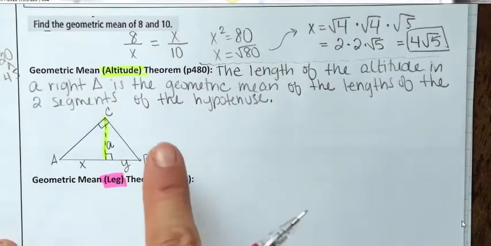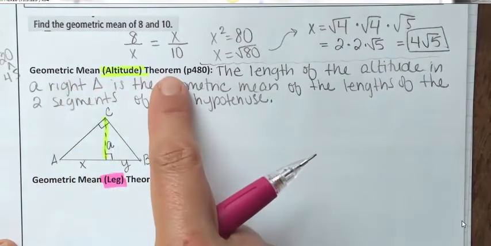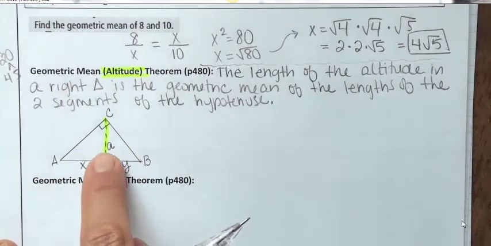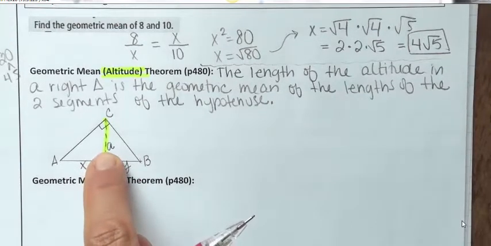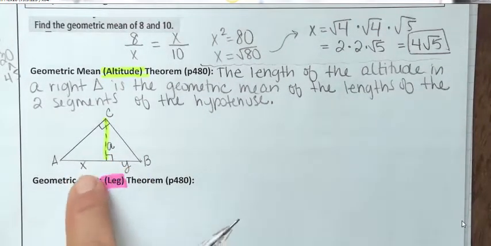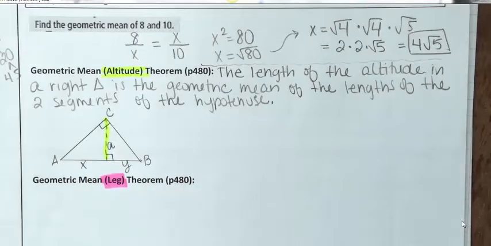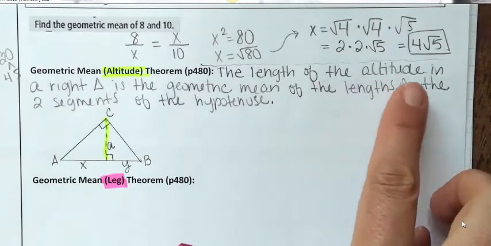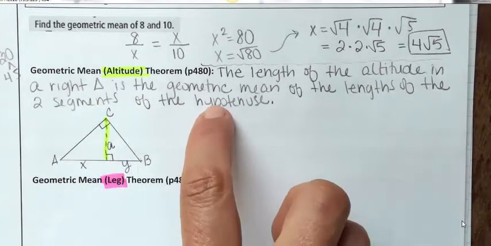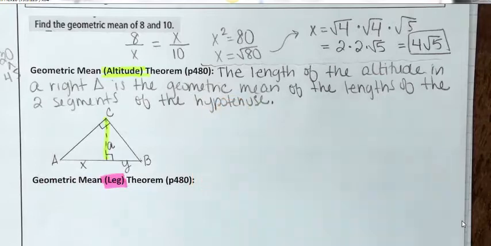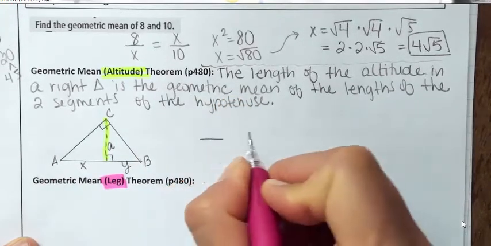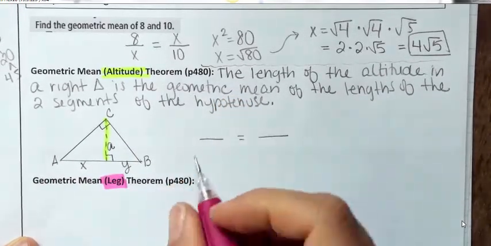So what this is saying then, the geometric mean altitude theorem, is that if you didn't know, for example, the altitude, but you knew these two pieces, then you could easily find the altitude by setting up a proportion as a geometric mean. So it says the length of an altitude in a right triangle is the geometric mean, which means it's in between the x and the y.